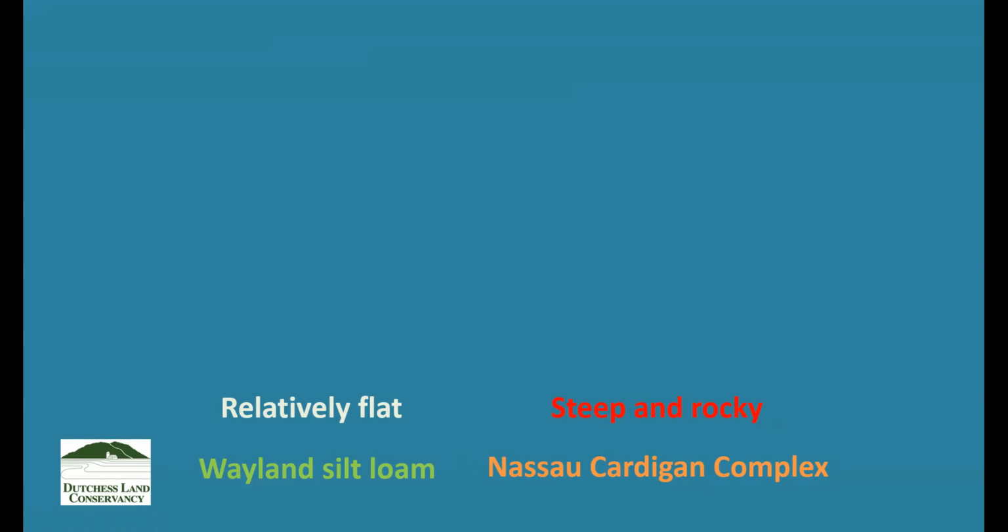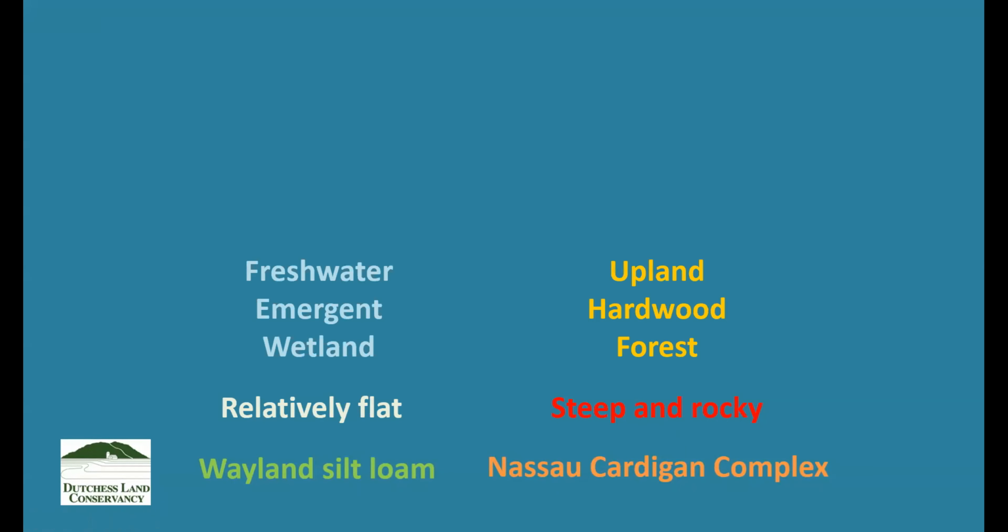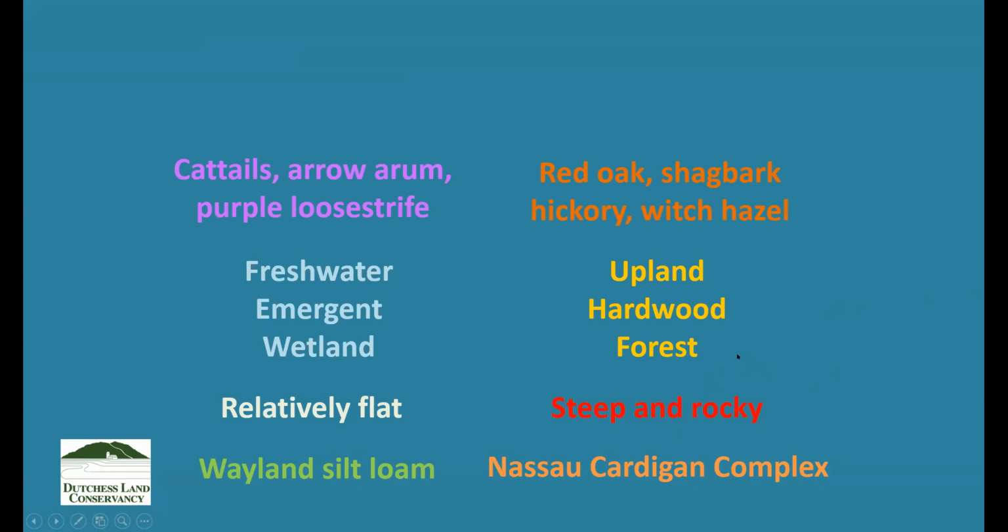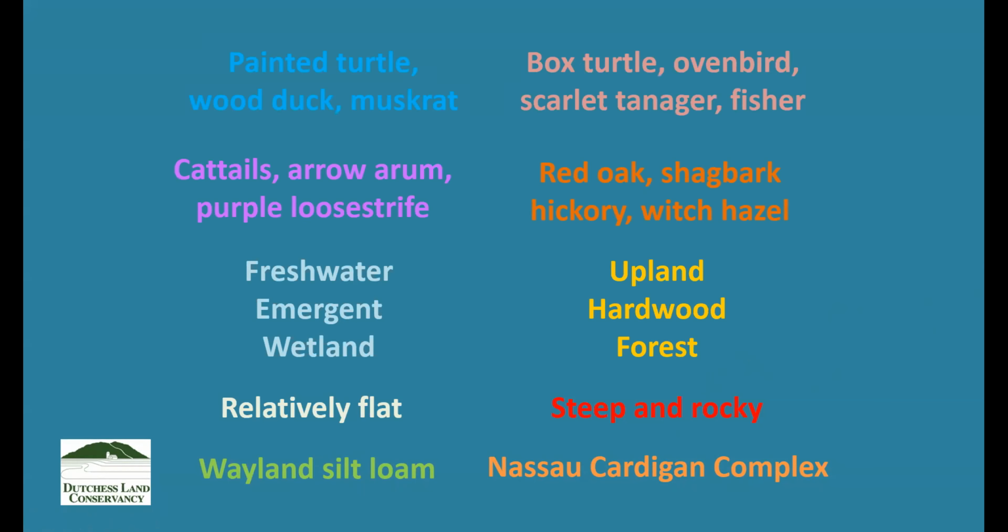And so I'm pretty sure that topographically that area is going to be relatively flat, whereas Nassau Cardigan Complex tends to be found in more steep rocky places. And because I know that, I can also predict that the Wayland Silt Loam is likely to have something like a freshwater emergent wetland on it, whereas the Nassau Cardigan Complex would more likely be an upland hardwood forest. And because I know that, I could predict some of the plants that might occur in those places. And because I know that, I could predict some of the animals that might occur in those places.